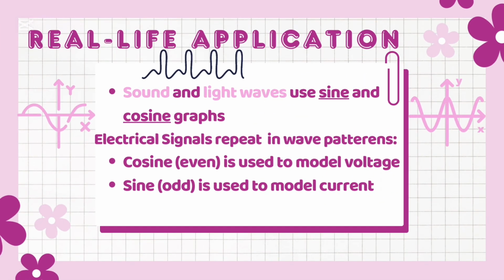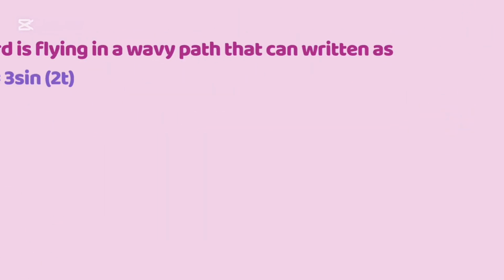Moving on to real-life applications, engineers use cosine's even function to model for electricity waves, and they use sine's odd function to model for vibration waves. Let's try a practice question.